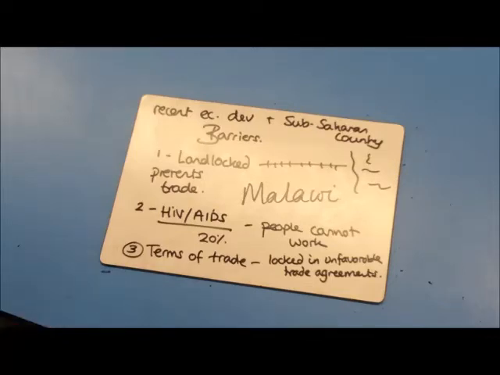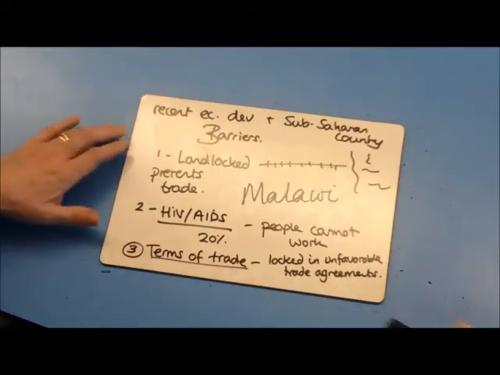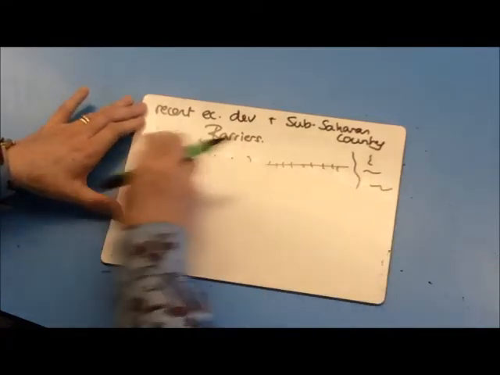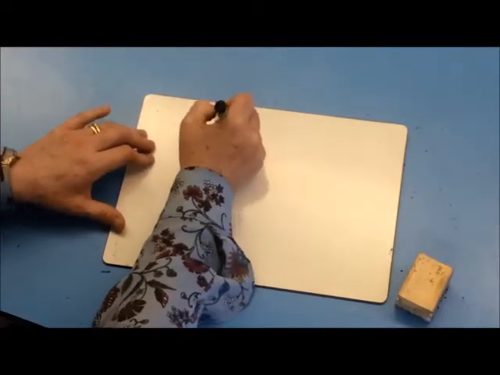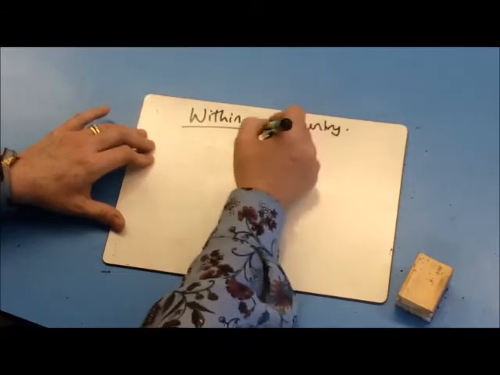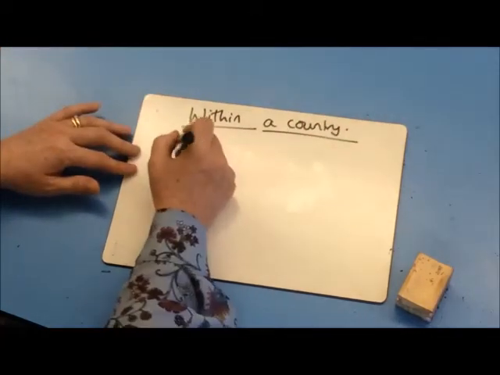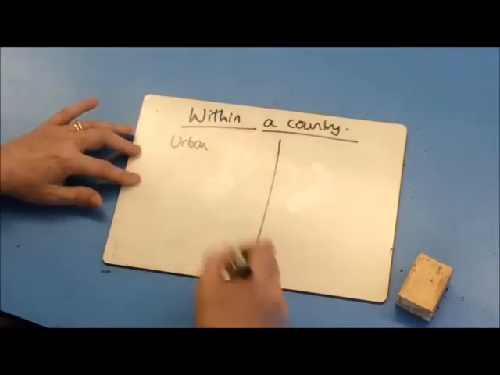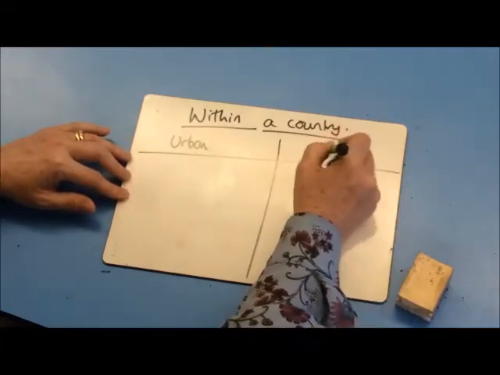The World Trade Organization, for example, from our previous topic, tries to make these terms of trade fairer, but unfortunately many countries like Malawi are locked in these unfavourable trade agreements. Okay, so why does development vary within a country? So why are urban areas more developed than rural areas?